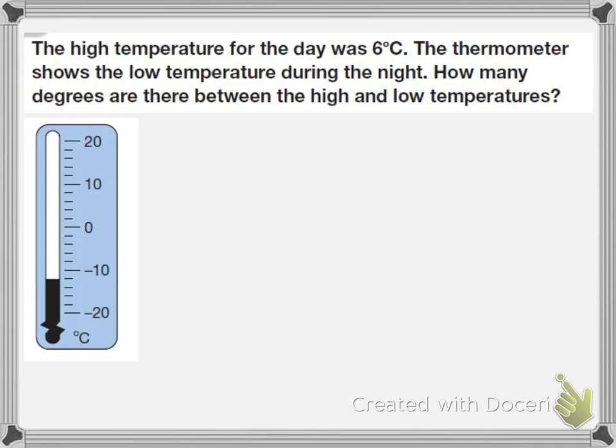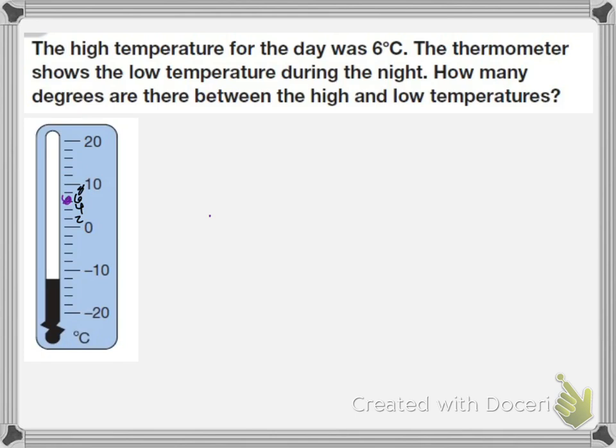First, I have to look at my thermometer and find 6 degrees Celsius. By looking at it, I go from 0 to 10, which means that each of these little tick marks has to equal 2 degrees. So I'm going to count them up. So we go from 0, 2, 4, 6, and 8. So my high temperature is 6 degrees Celsius, which is right about here.